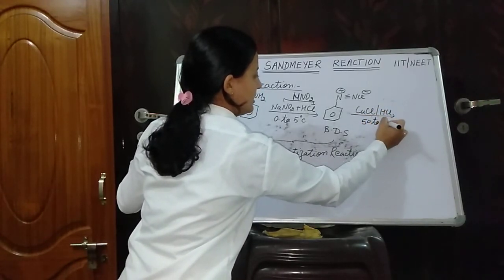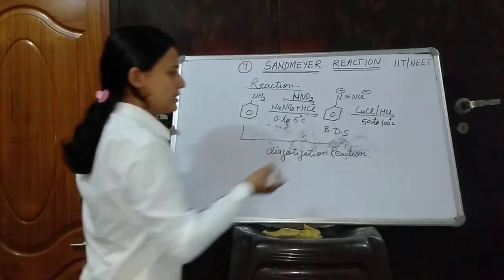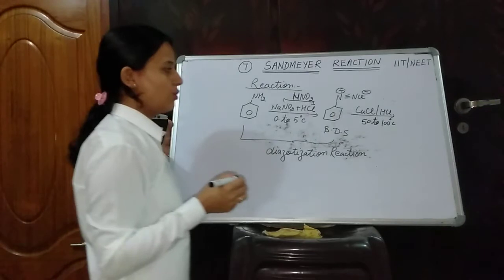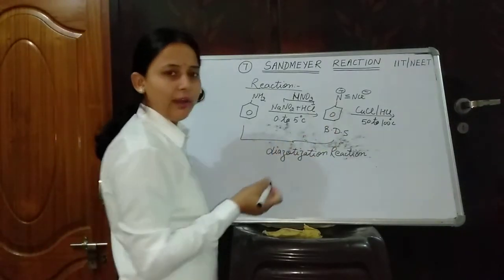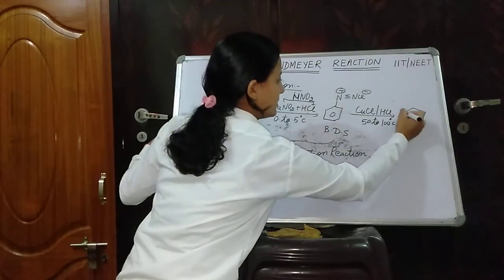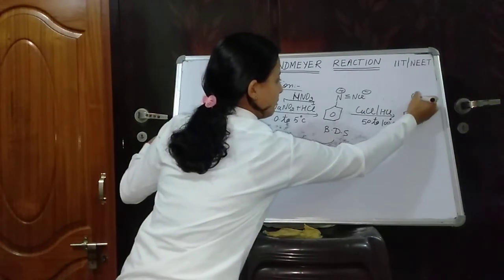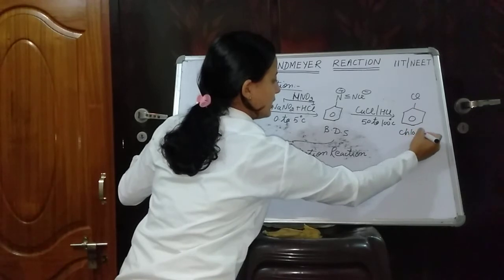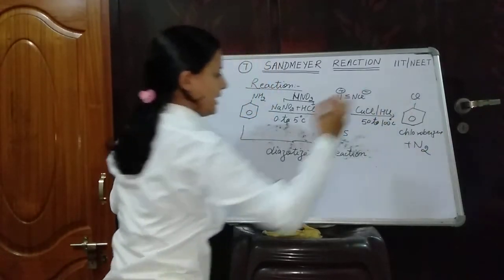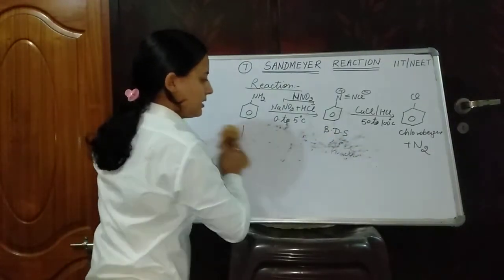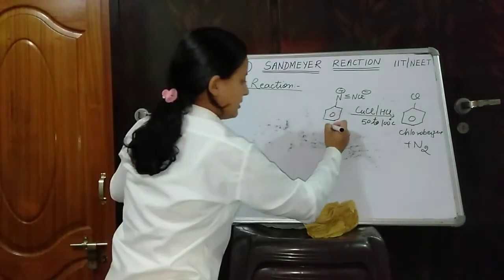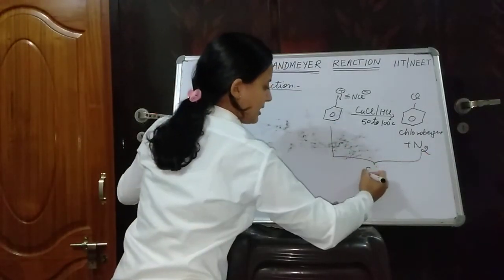At 50 to 100 degrees Celsius, an aqueous solution is made for the homogenization of the system, and a 35 to 40% aqueous solution is used during the reaction progress. Formation of chlorobenzene as a major product with evolution of nitrogen gas. You can say this reaction becomes our Sandmeyer reaction.